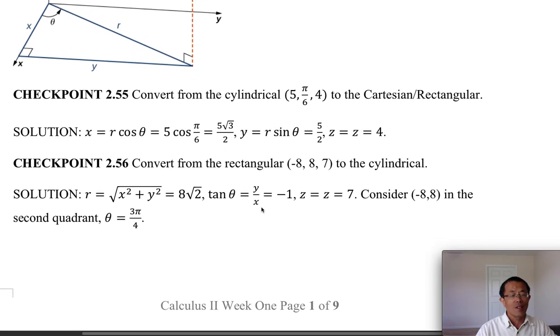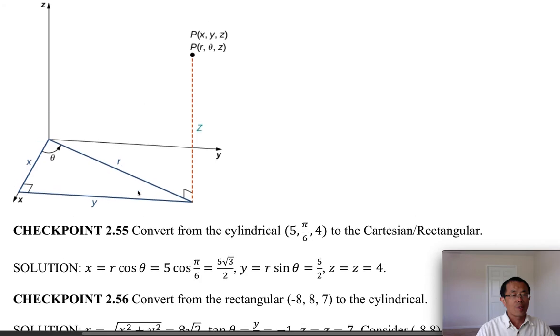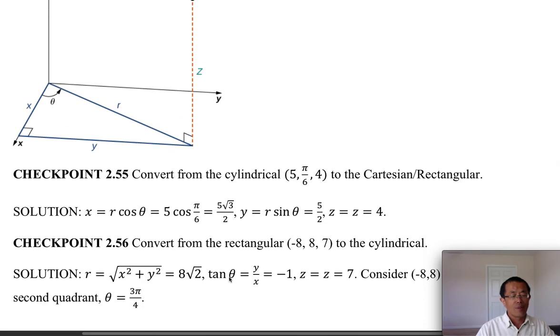Next one is the other direction. Hopefully, we will see some insight into how we handle the angle theta. Checkpoint 2.56 is the conversion from rectangular to cylindrical. I basically just copy the formula from here. R is the square root of x squared plus y squared, so I did that. And also tangent theta, which is y over x. Here it is -1, right? 8 over negative 8 is -1. The z coordinate still stays the same. Don't worry about the z coordinate.